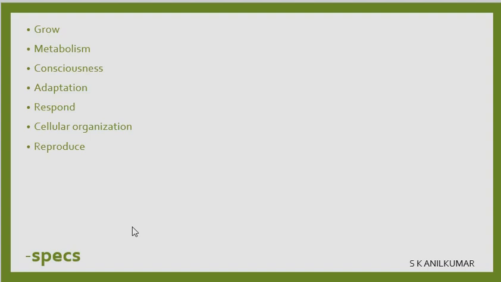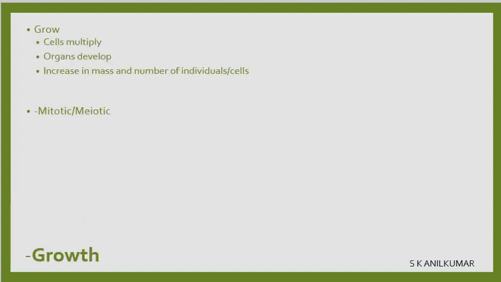that the living being grows. The living being has a capacity for metabolism. The living being has consciousness. The living being is able to adapt to the environment. A living being responds to external stimuli. It has a cellular organization: the cells, the tissues, the muscles, those types of things. And then they reproduce. These are some of the characteristics based on which we classify, understand or study a living being.